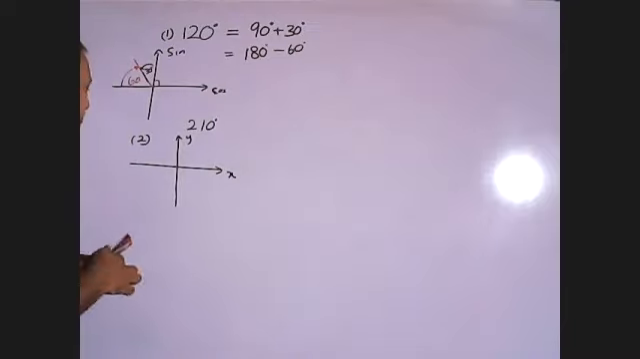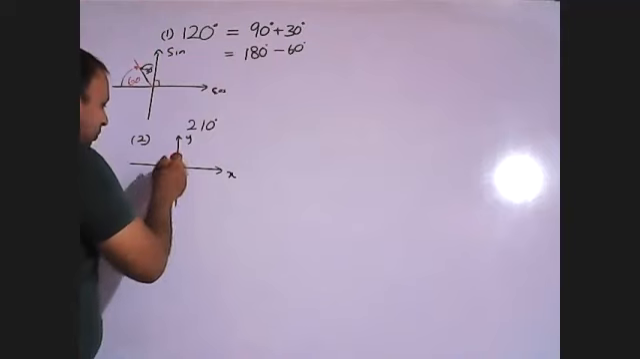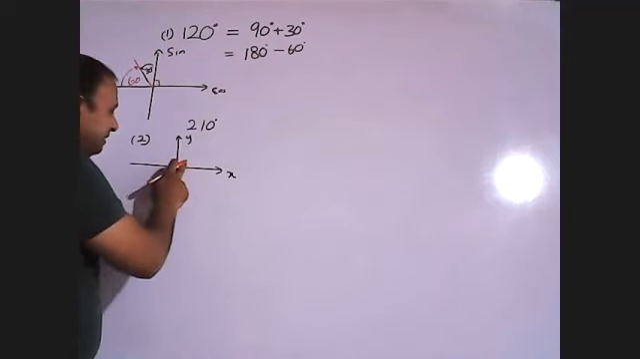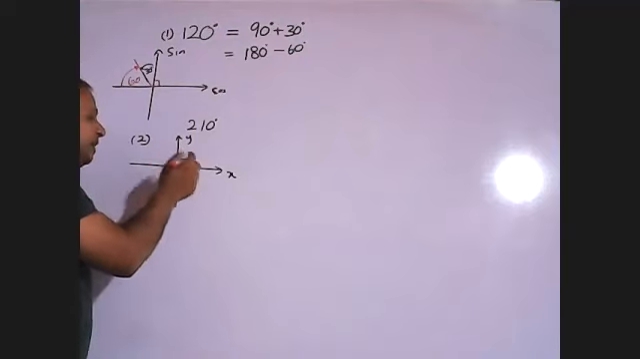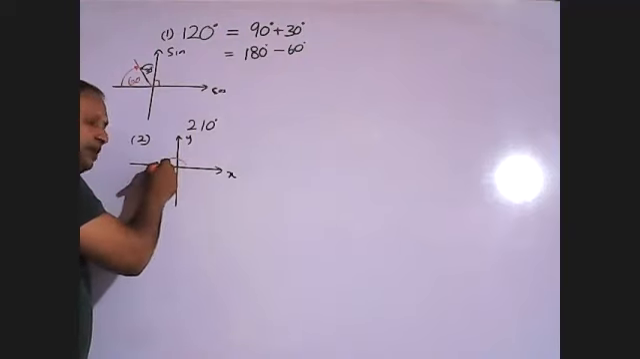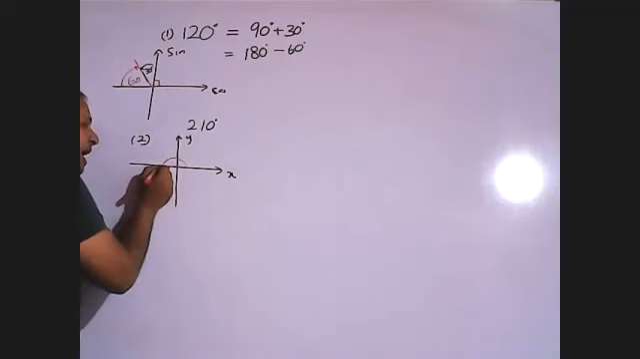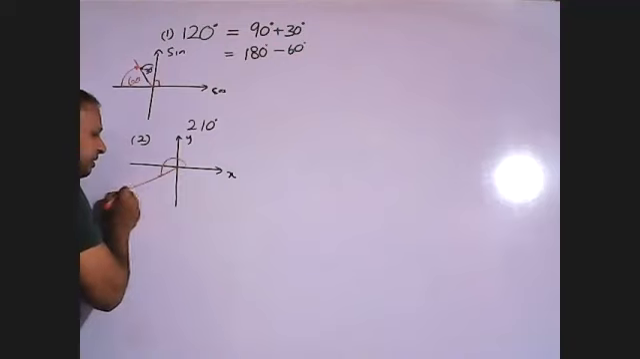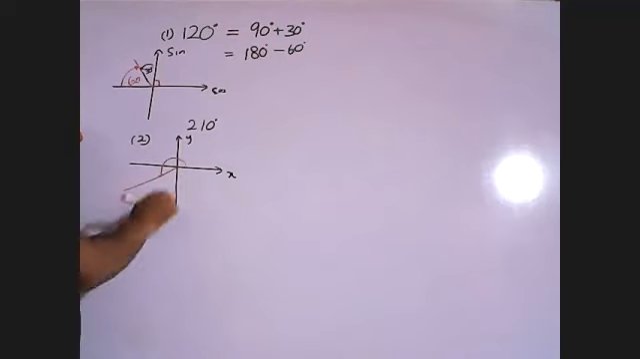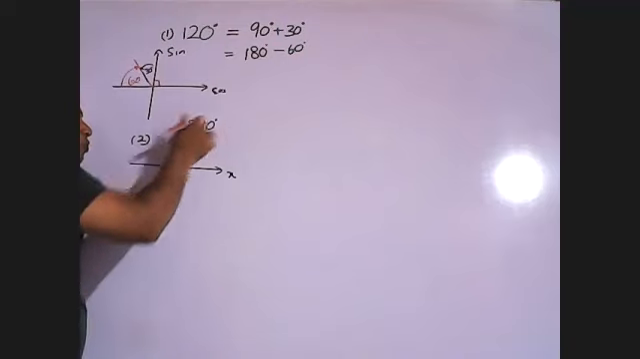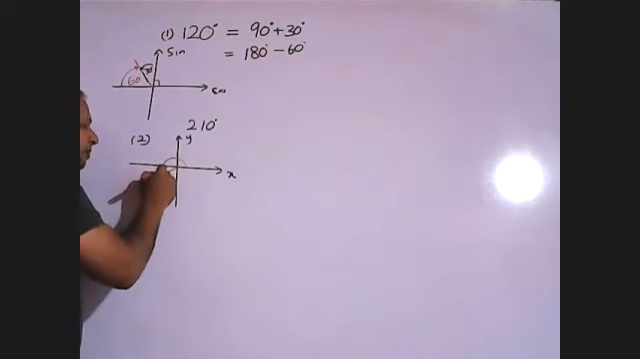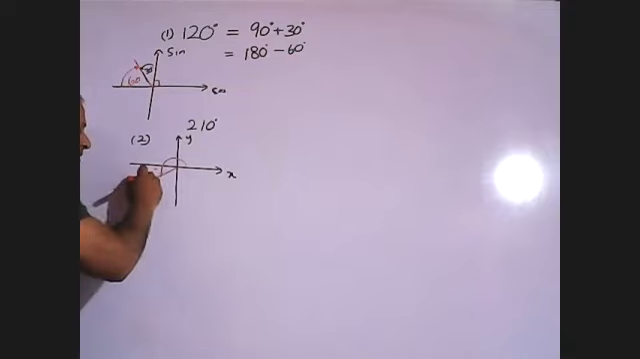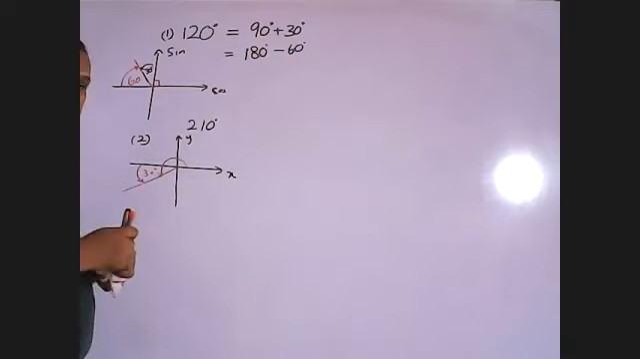Yes, 180 plus 30. 180 means, look at this. Up to this level, 90, and 90 means 180. Up to this level, 180. Then again, you have to add another 30 here. Then you will have 210. So this angle is 30.